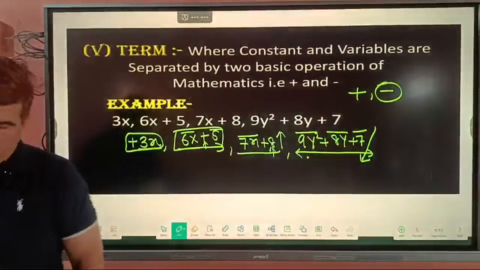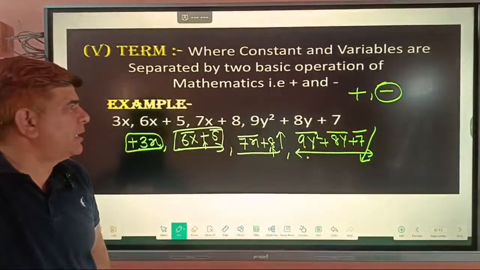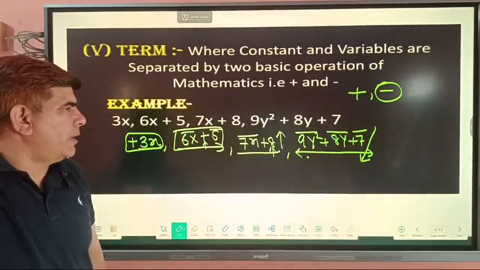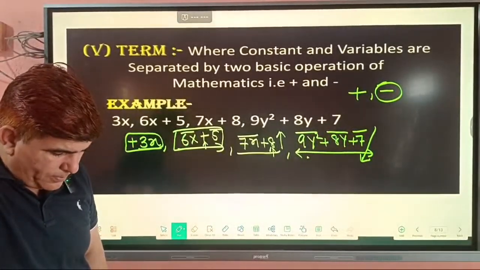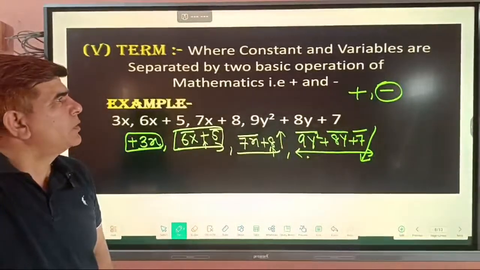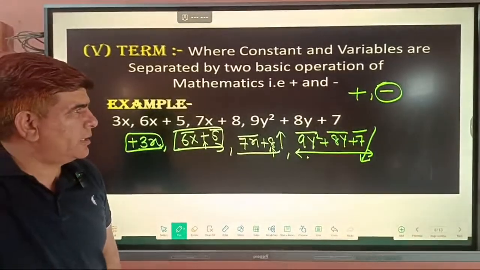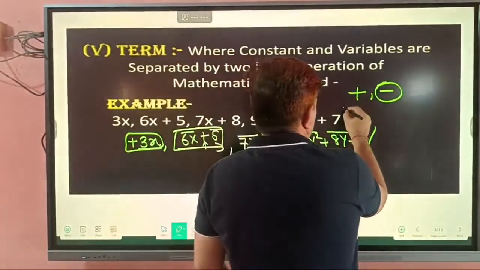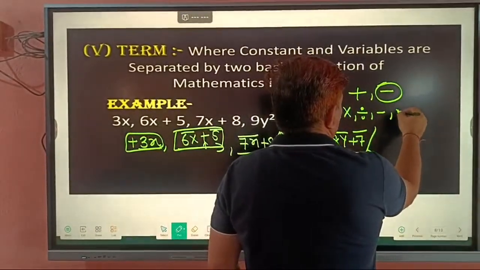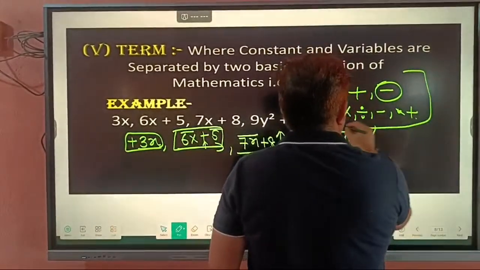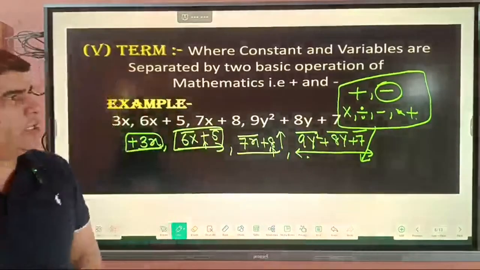If anybody asks you the difference between term and algebraic expression, then easily you can say an algebraic expression contains one or more than one term. A term is where constant and variable are separated by the two basic operations of mathematics, plus and minus. But in an algebraic expression, constant and variable are connected by these four basic operations of mathematics. So try to understand the difference between terms and algebraic expression.